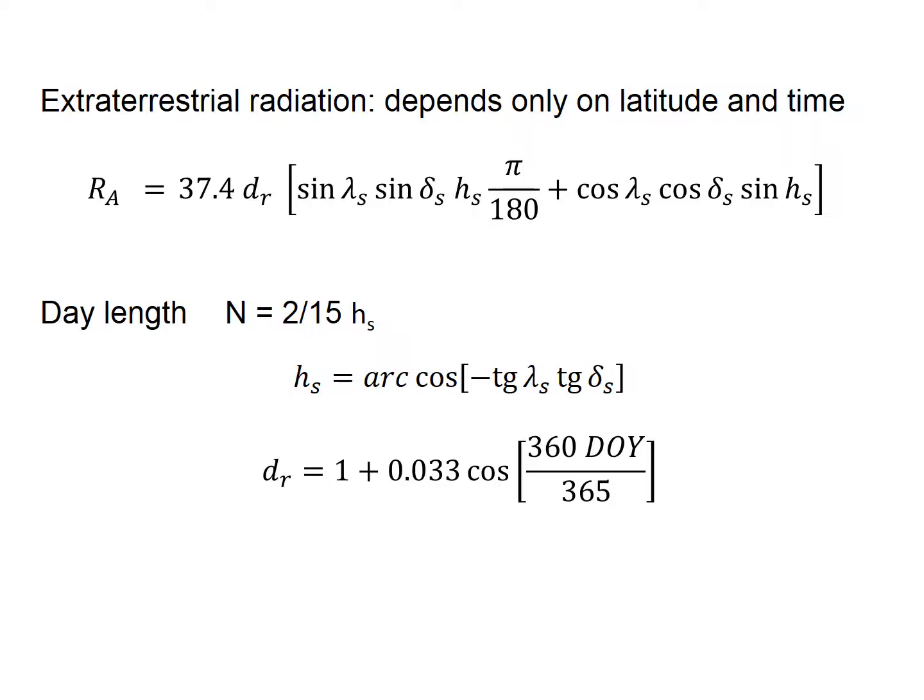HS is half the duration of the daytime expressed in degrees. Therefore, the day length is calculated as 2/15 multiplied by HS. dr is also a function of time, so we calculate it as a function of day of the year using this equation.